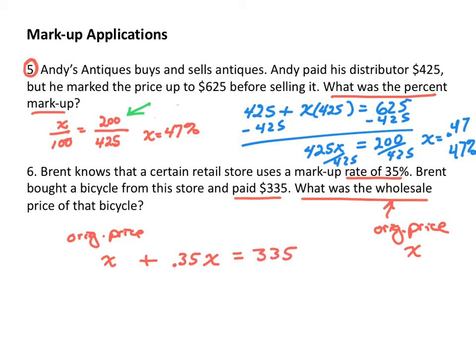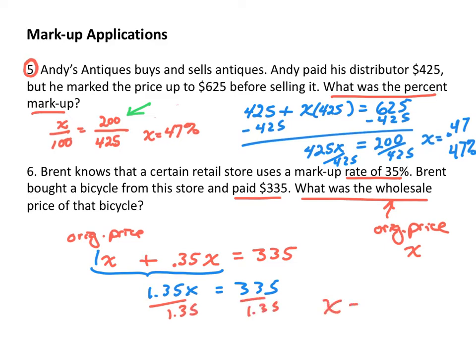Okay, so in this one we have an actual equation that we have to solve. This x for the original price is 1x, so that's 1.35x equals 335. And then we could divide by 1.35. So 335 divided by 1.35 is $248.15.